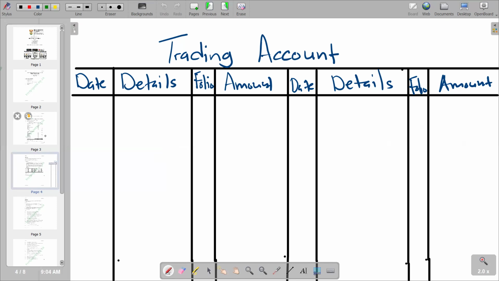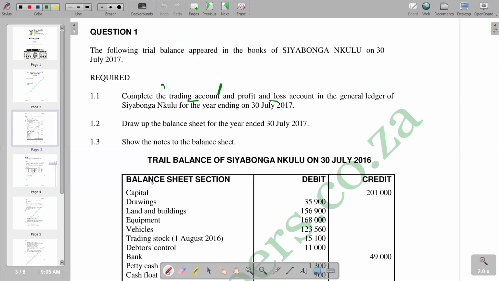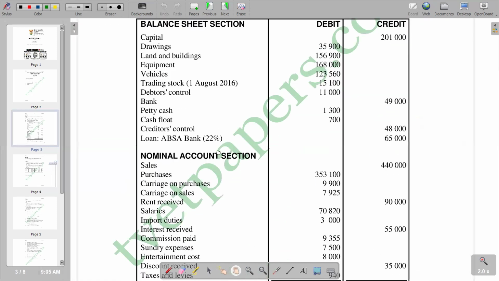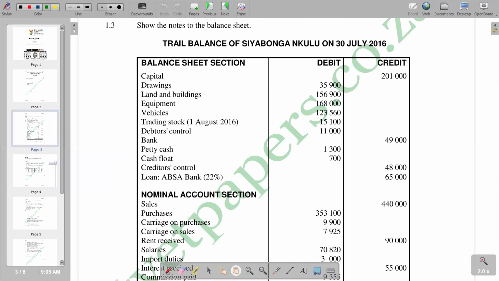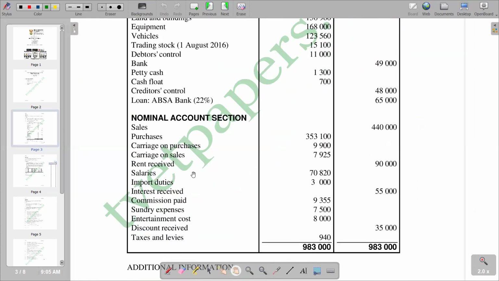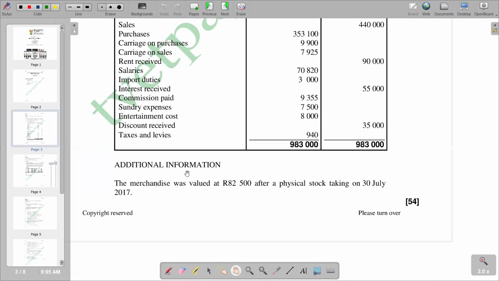We go back to our question and try to identify the elements of the trading account. Going to the information given in the question, we're given a trial balance of Siabong and Kul. We've got various balances in terms of the balance sheet section and then the nominal account section. Then we have the general information, where the merchandise was valued at 82,500 rands after a physical stock taking on 30 July 2017. This represents our closing stock. Remember, closing stock will be mentioned in the additional information.